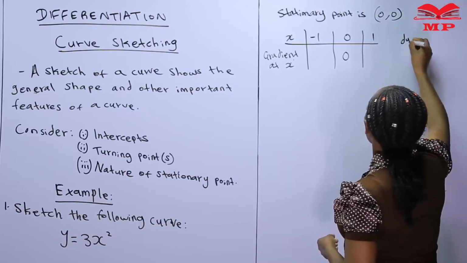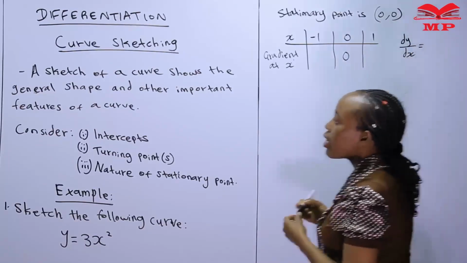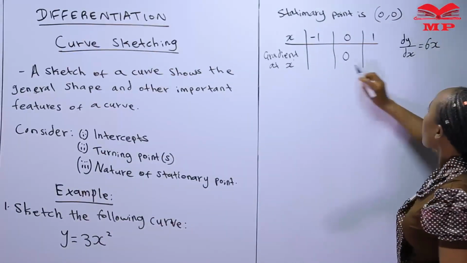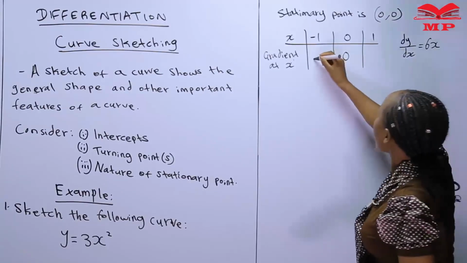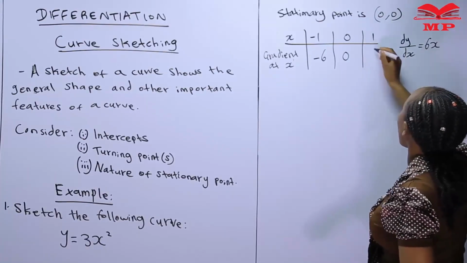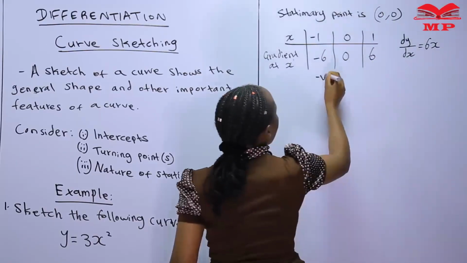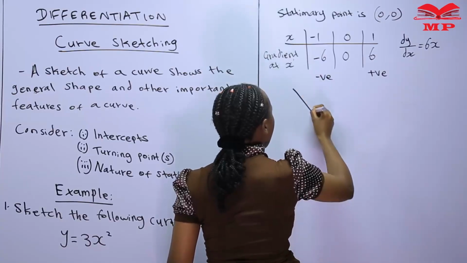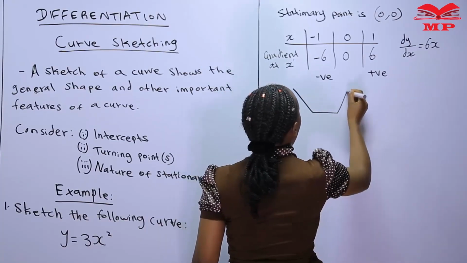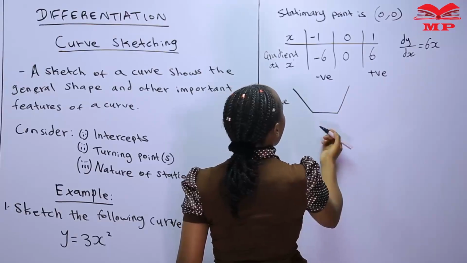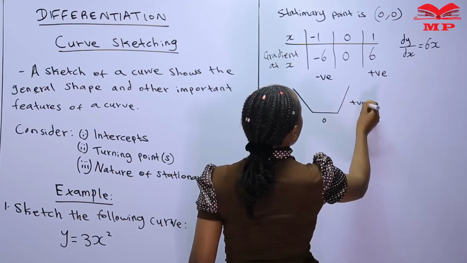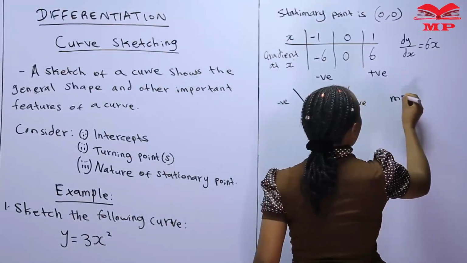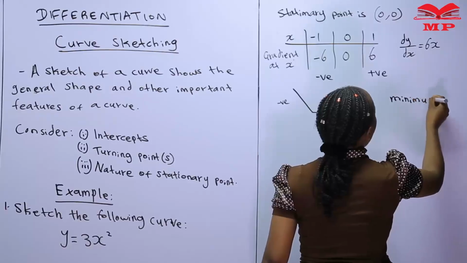And we know that the equation for the gradient, dy over dx, is equal to 6x. So we have negative 1 times 6, negative 6. 1 times 6, we have 6. So we have negative, then 0, then positive. This is negative gradient, this is 0 gradient, this is positive gradient. And therefore, the turning point or the stationary point should be a minimum.